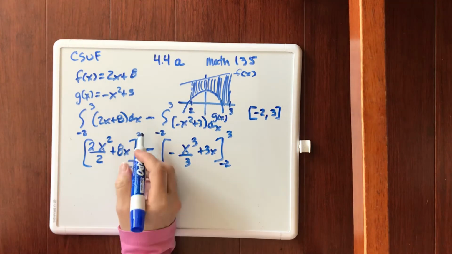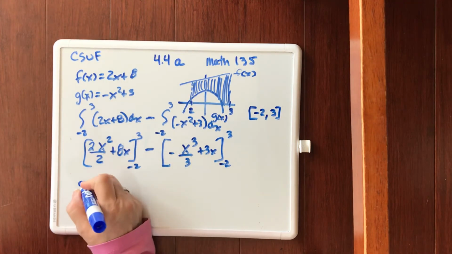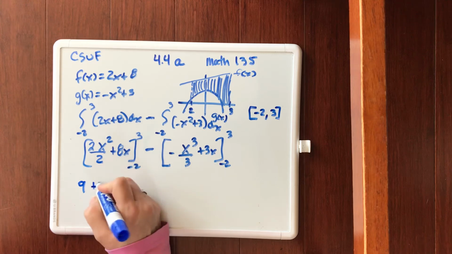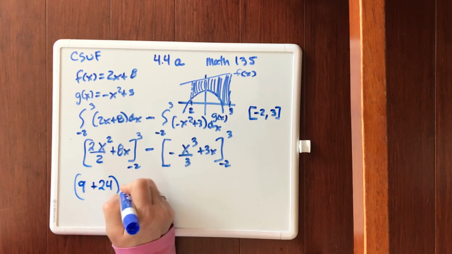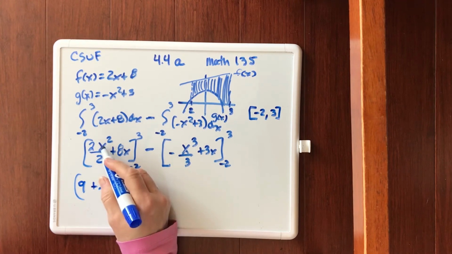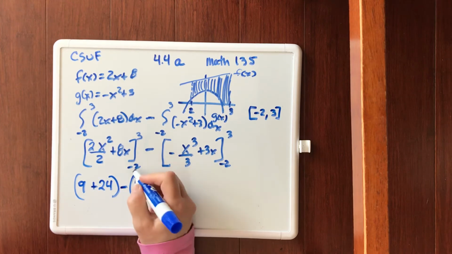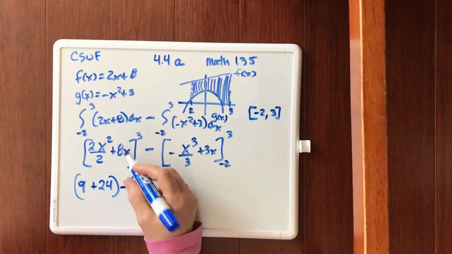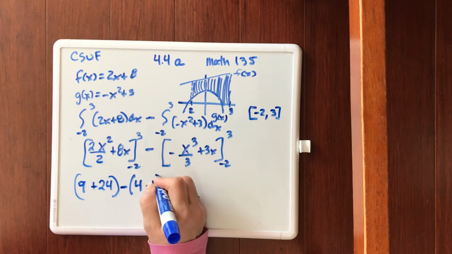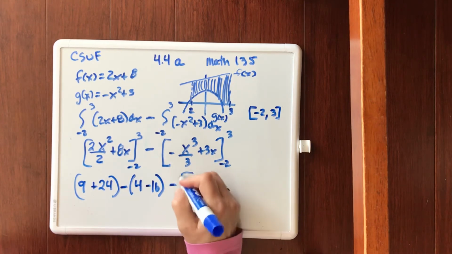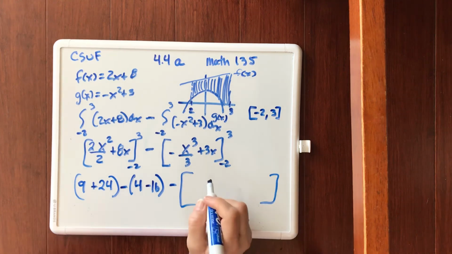All right, so we'll put 3 in here. This cancels out. We have 9. 3 times 8 is 24. And we're going to minus, putting a -2 in there. We get 4. -2 squared is 4. -2 times 8 is -16. Okay, minus. We'll put all this in here.